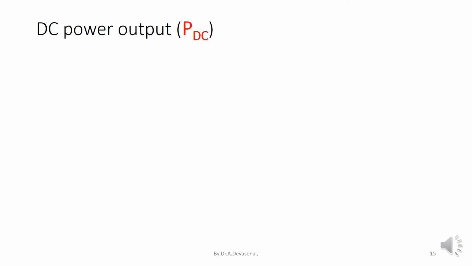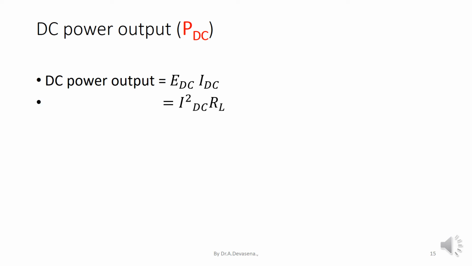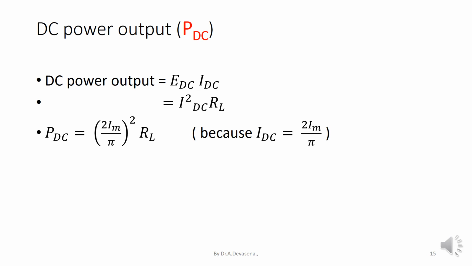DC power output, capital P suffix DC, is equal to capital E suffix DC into capital I suffix DC. That is IDC square into RL, because the value of EDC is equal to IDC into RL. Therefore, the value of P suffix DC is equal to 2Im by pi the whole square into RL. Here we have substituted the value of IDC as 2Im by pi. Therefore, we get P suffix DC is equal to 4 by pi square into Im square into RL.